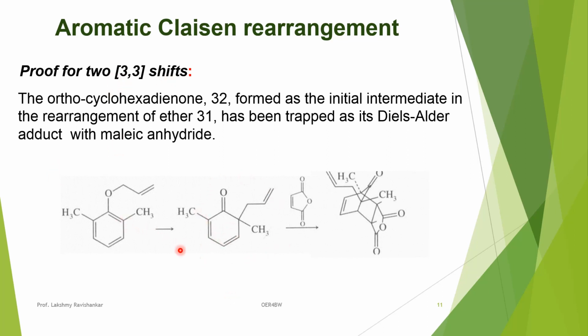This intermediate, which is formed after the first Claisen rearrangement, you see now this is a diene. If I have a dienophile, this can easily undergo a Diels-Alder reaction, and indeed this has been trapped in a Diels-Alder reaction, and that shows that the first step involves a conventional Claisen rearrangement to give me this dienone product. Even if the ortho positions are free, it has been found that some amount of para product is formed.